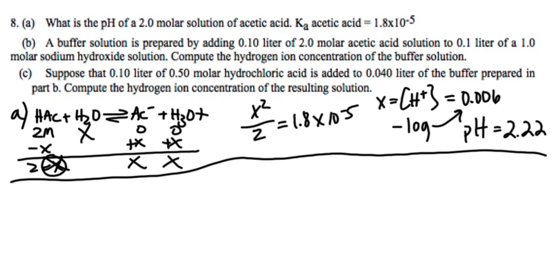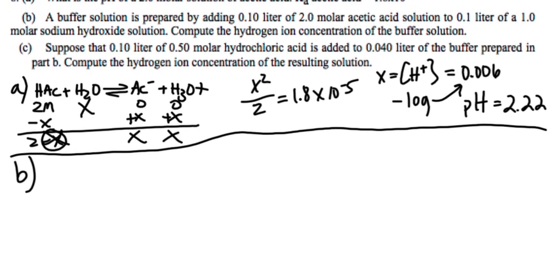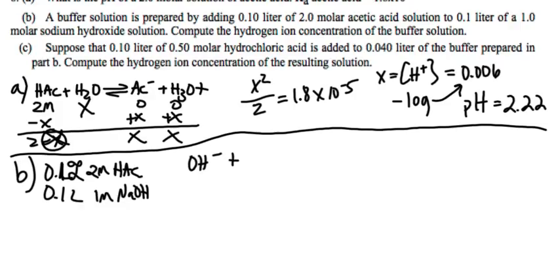All right. Ready for B? This is where the layering happens. Now we take this nice happy acid and we do something to it. It says a buffer is prepared by adding 0.1 liter of 2 molar acetic acid. So we're going to take 0.1 liter of 2 molar acetic acid, and we're going to add 0.1 liter of 1 molar sodium hydroxide. And in doing so, we're going to actually make a buffer. But they're giving us a hint. They're saying, hey, after the war, you're going to have a buffer. So what are we actually base invading here? OH minus plus HAC. And what do we make? Goes to completion.